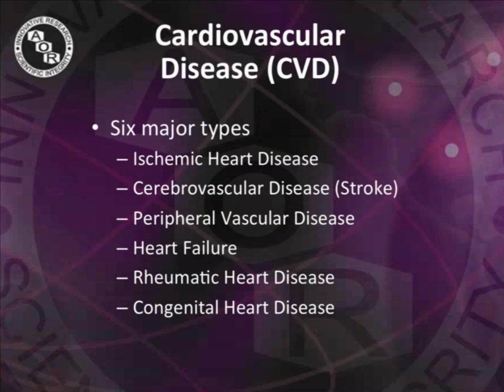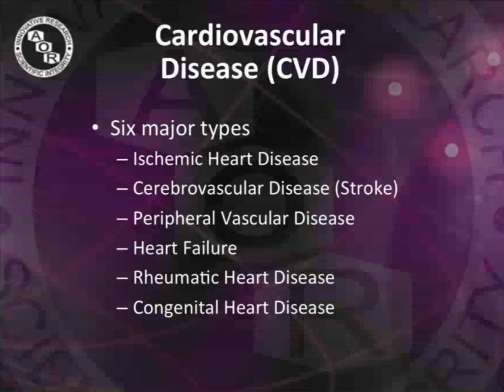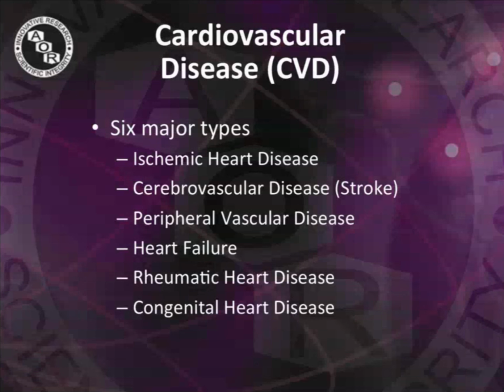So the 6 major types that make up cardiovascular disease: we have ischemic heart disease, and this is basically a heart attack or a myocardial infarction, as it's also known, and it's often associated with angina pain. Cerebrovascular disease, also known as a stroke, affects the brain. Peripheral vascular diseases are diseases that occur outside the brain and outside the heart, and this is usually due to a narrowing of vessels that carry blood to the legs, arms, stomach, and kidneys.